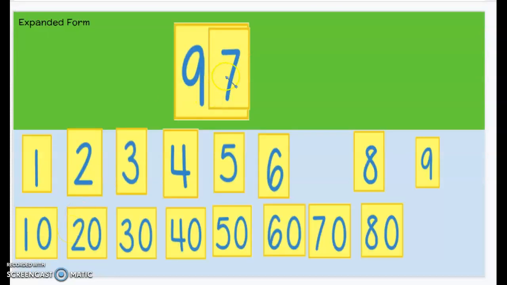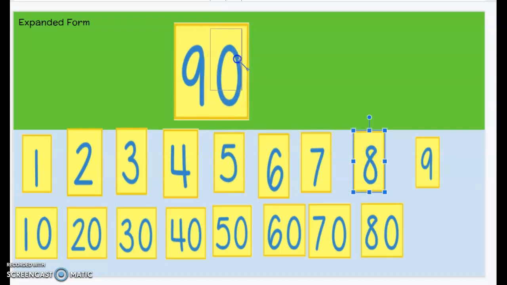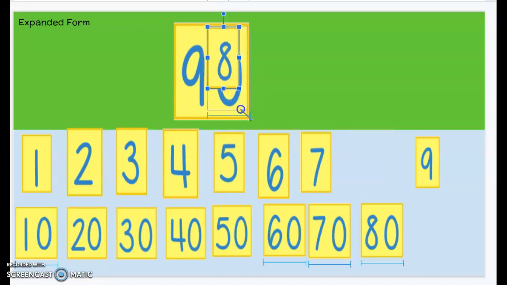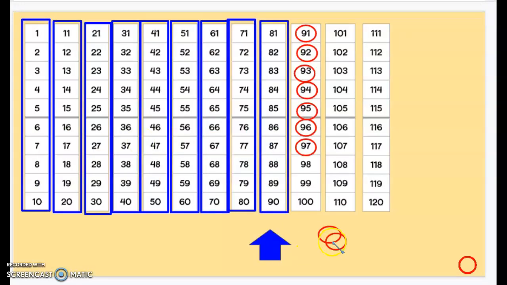All right, what do I need to change here for our expanded form? I need to get rid of the 7 in the ones place, and I need to go one more up, and that is an 8. Put it in the ones place, and what number does that become? It is 98. Good job. So we're going to add one more to our ones.